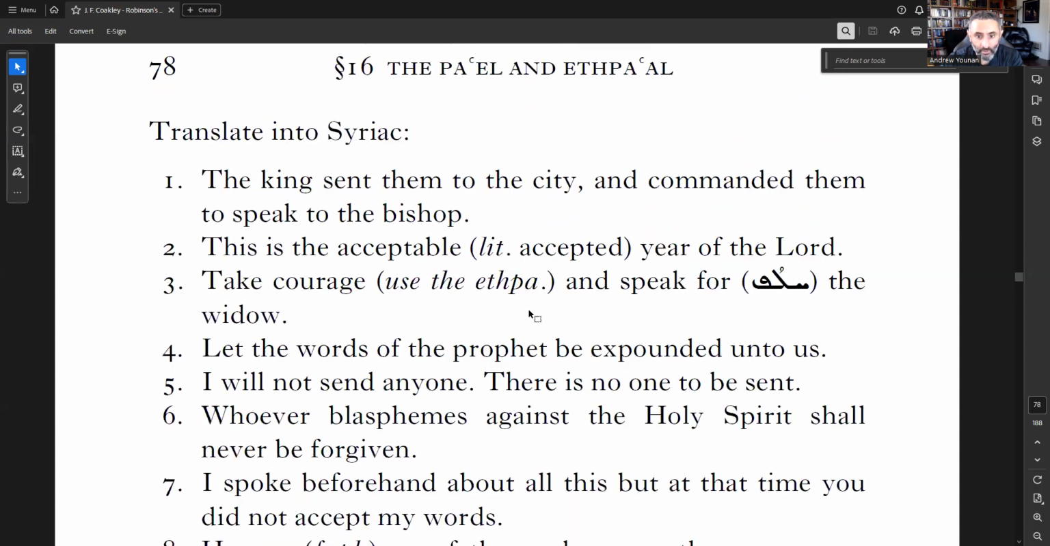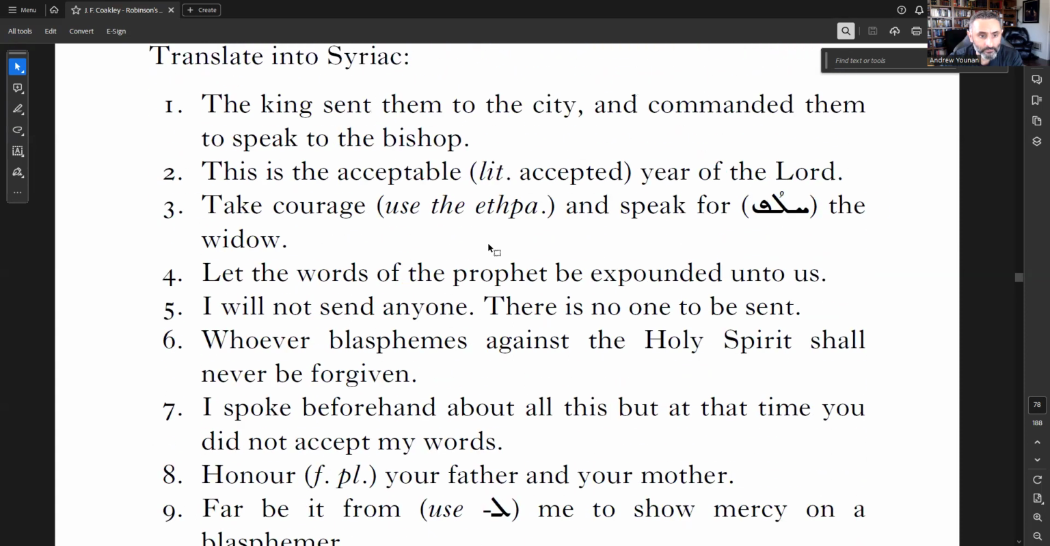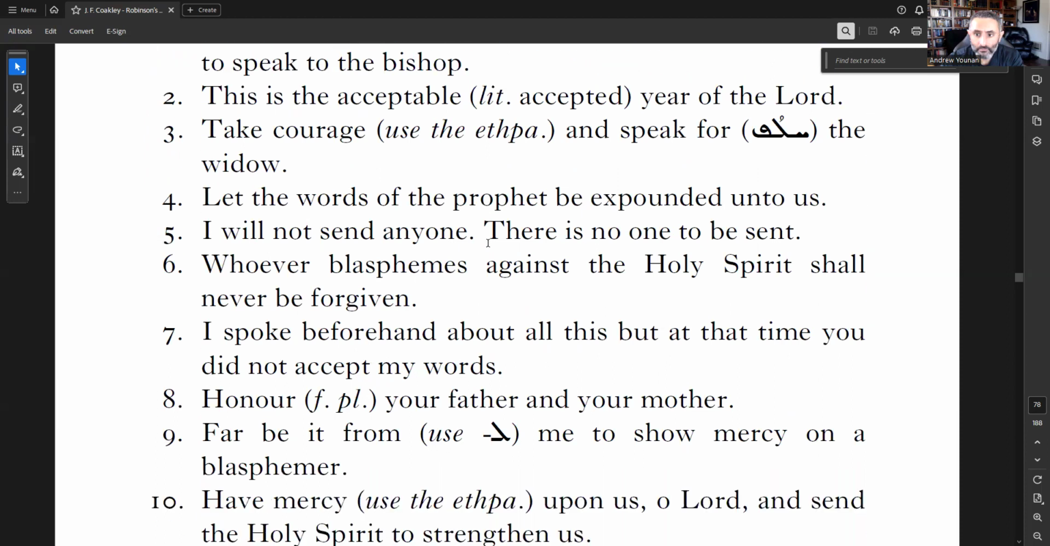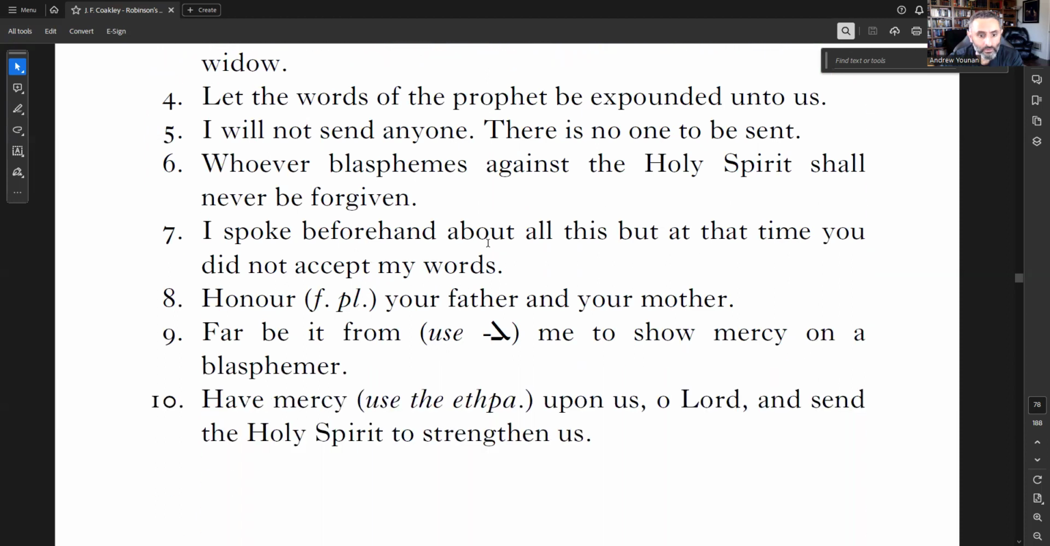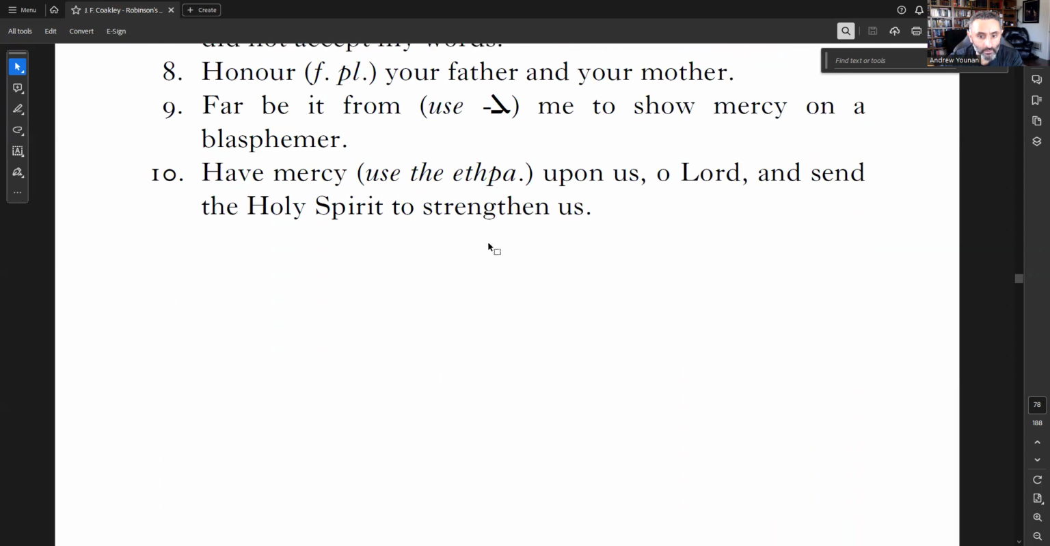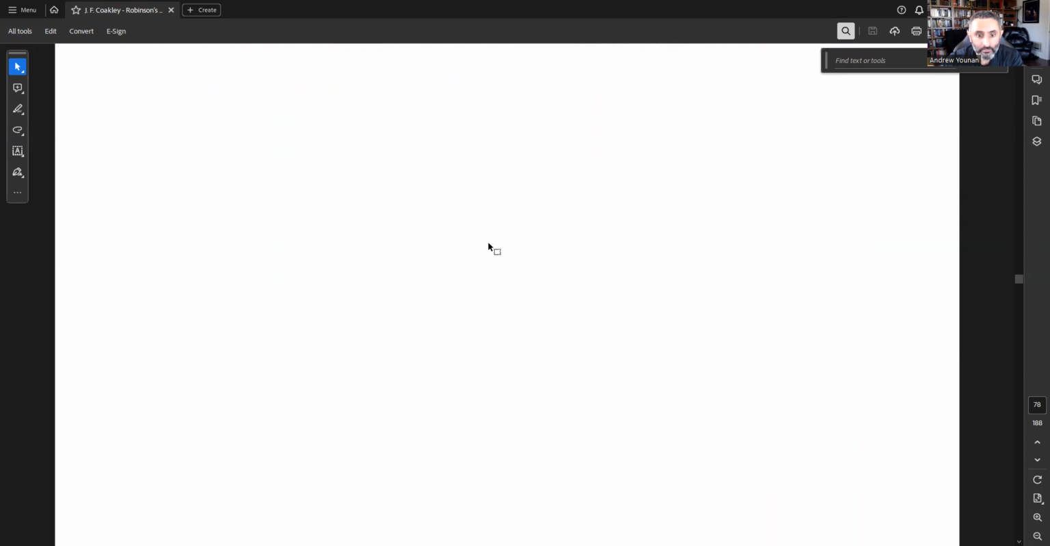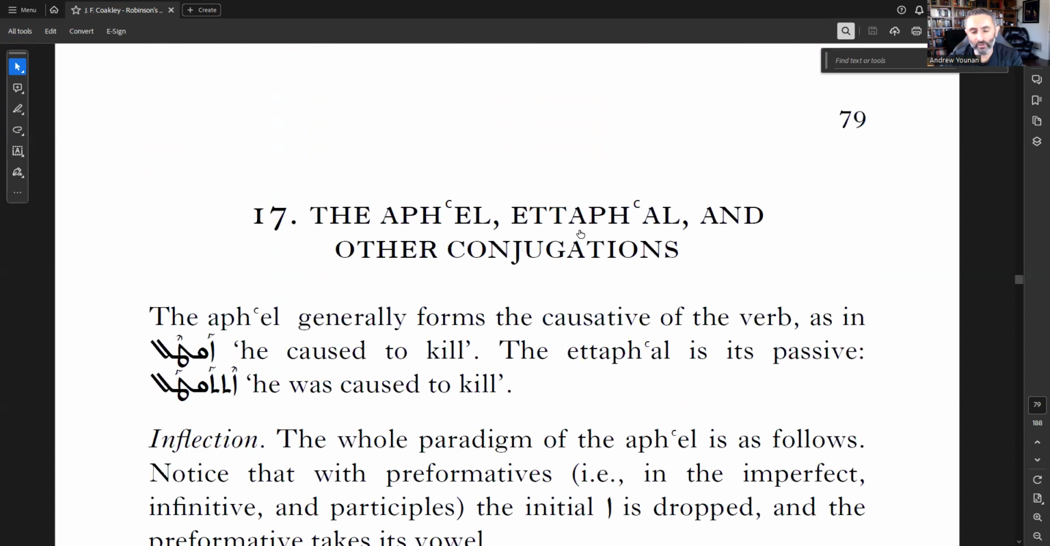That's your freebie. Translate these into Syriac. These look fun. And that's it. I think there's what, 2 more lessons, right? 17 and 18. Yep. So we'll do that next time. Good luck.